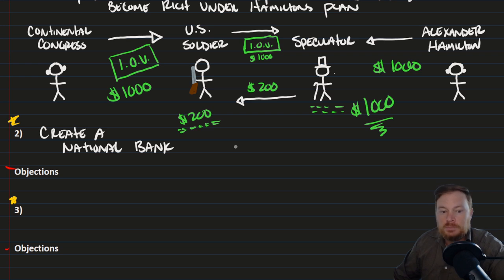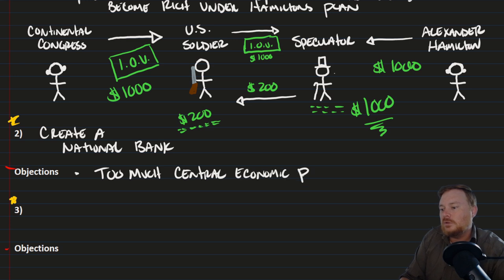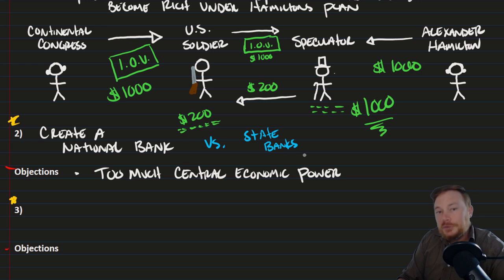Now, the objections to the national bank were put forward by Thomas Jefferson, who, of course, is going to object to pretty much all of these things. Jefferson said that this was too much central economic power. It's not a good idea. So, for example, one thing the national bank would compete with are the state banks. The state banks are much smaller. And Jefferson points out, look, if you create a bank that is so powerful it can control all the smaller banks, this is too much power that could be potentially abused.